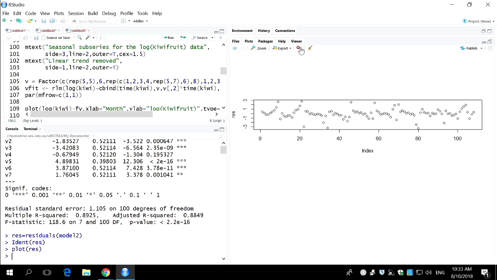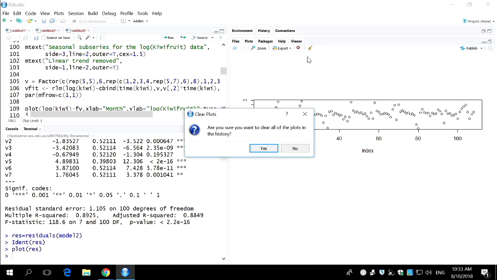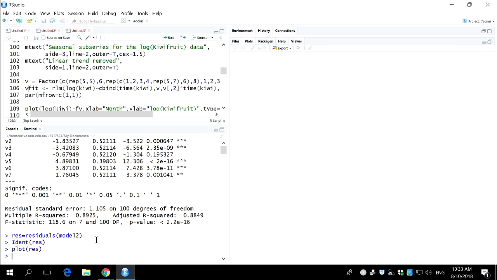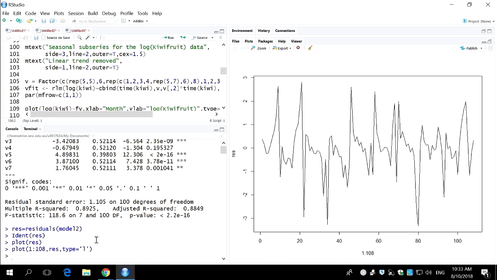let me do this on a full screen. Plot 1 to 108 against residuals, type equals L. There's my residual plot. And you can see it doesn't look independent, right? It doesn't look independent. It's wiggling around. It's got that sort of mountain structure again.